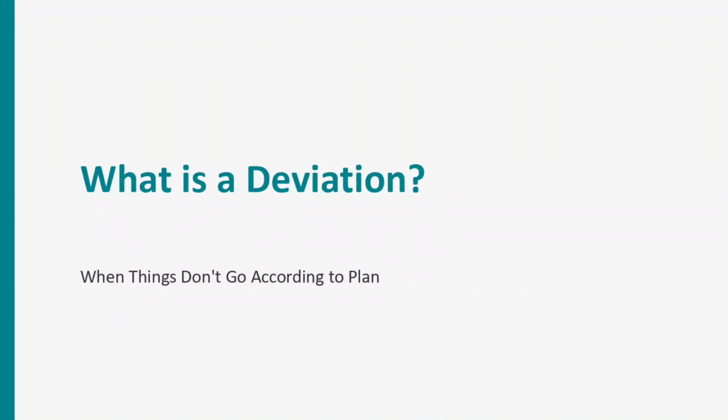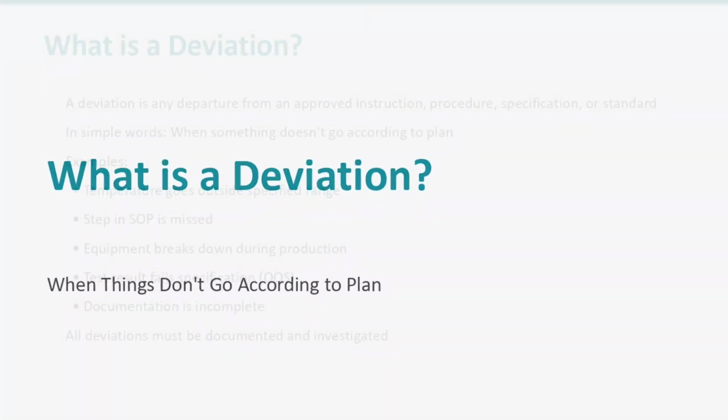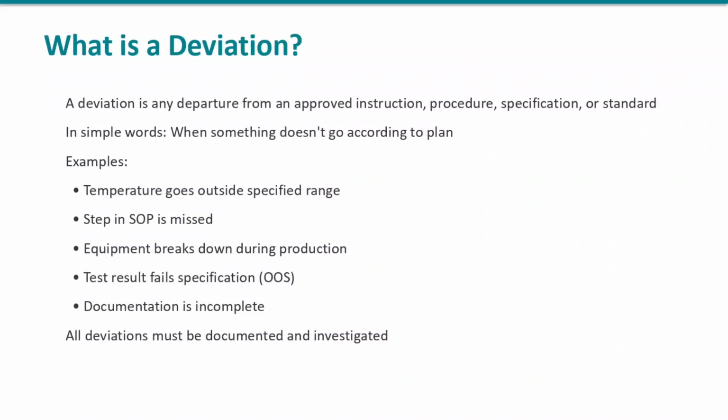Today, we will learn what deviations are, how to classify them, the difference between OOS and OOT, and advanced techniques for finding root causes. A deviation is any departure from an approved instruction, procedure, specification, or standard. In simple words, a deviation is when something does not go according to plan. Examples of deviations include temperature during storage goes above the specified range, a step in an SOP is missed, equipment breaks down during production, a test result fails specification which is OOS, or documentation is incomplete.